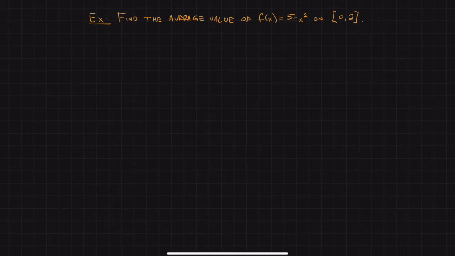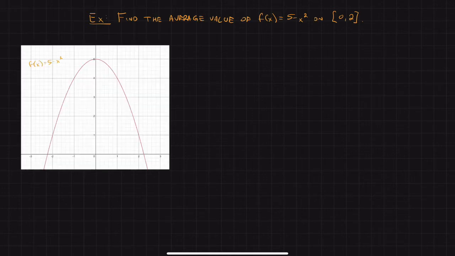Let's say we want to find the average value of f of x is equal to 5 minus x squared on the interval from 0 to 2. Here's a graph of what that looks like. It's just a parabola pointing downwards. The graph exists completely above the x-axis on the interval from 0 to 2.